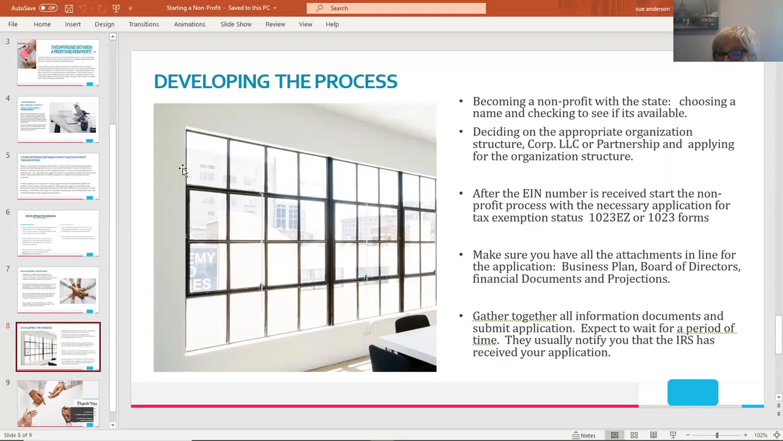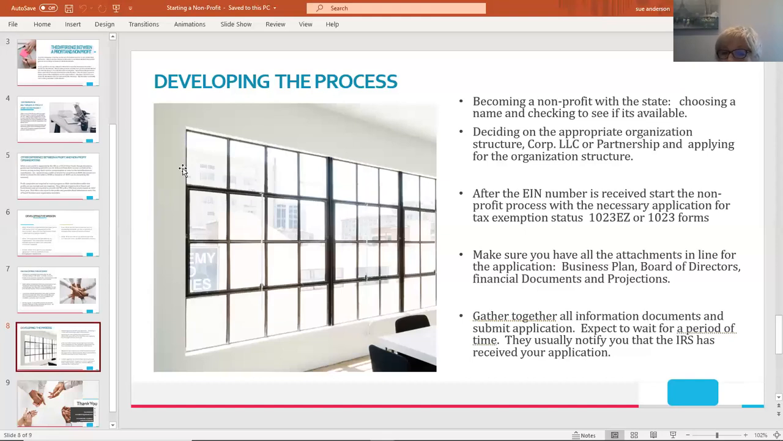After you receive an EIN number, which means that you are a business, that's a business number, it'll be necessary to then apply for the tax exemption status. And that's a separate application to the IRS. It's either on a 1023-EZ or a 1023 form.